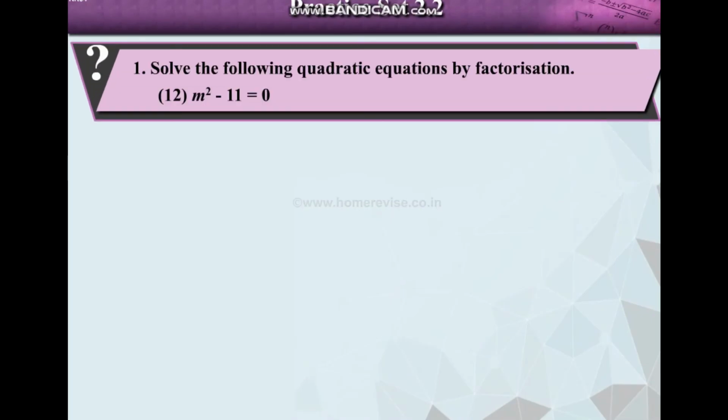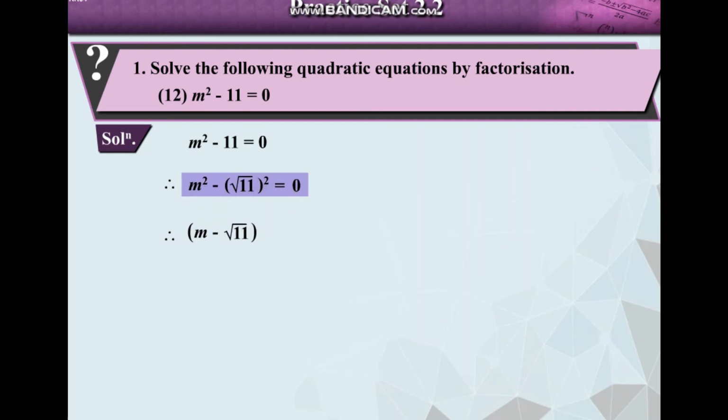m² − 11 = 0. Solution: m² − 11 = 0. Therefore, m² − (√11)² = 0. Therefore, (m − √11)(m + √11) = 0.